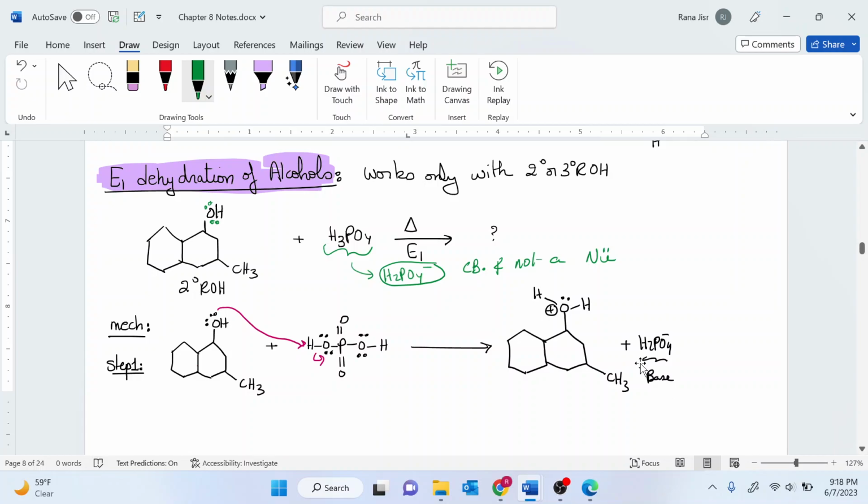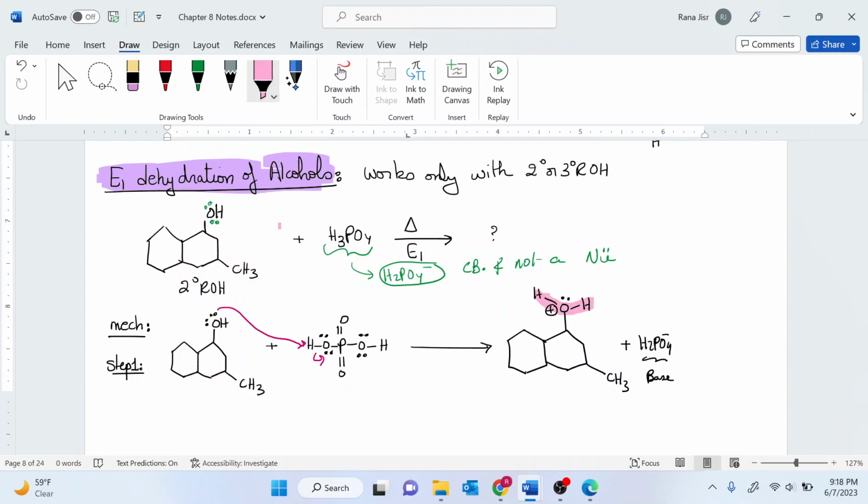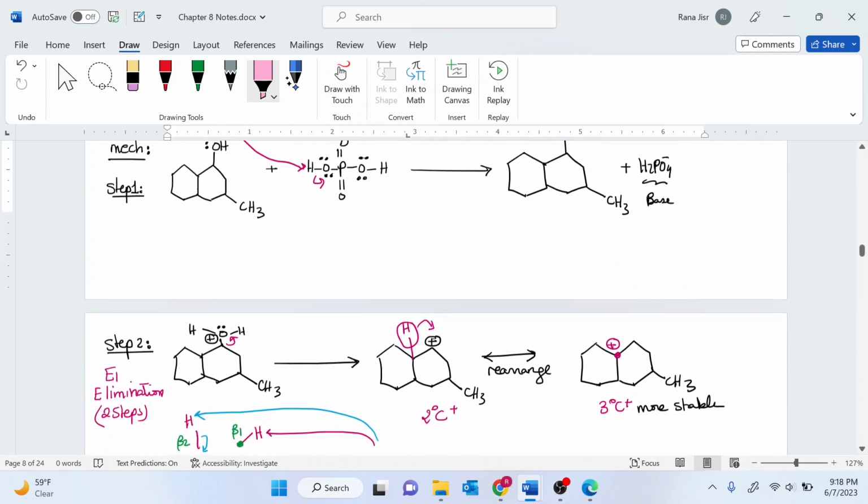So this is a base, so this is why the reaction is going to proceed by elimination. So in the first step, what did I do over here? I changed the OH into a very good leaving group, which is water. Now I'm going to take whatever I have together with the base and perform the elimination reaction.